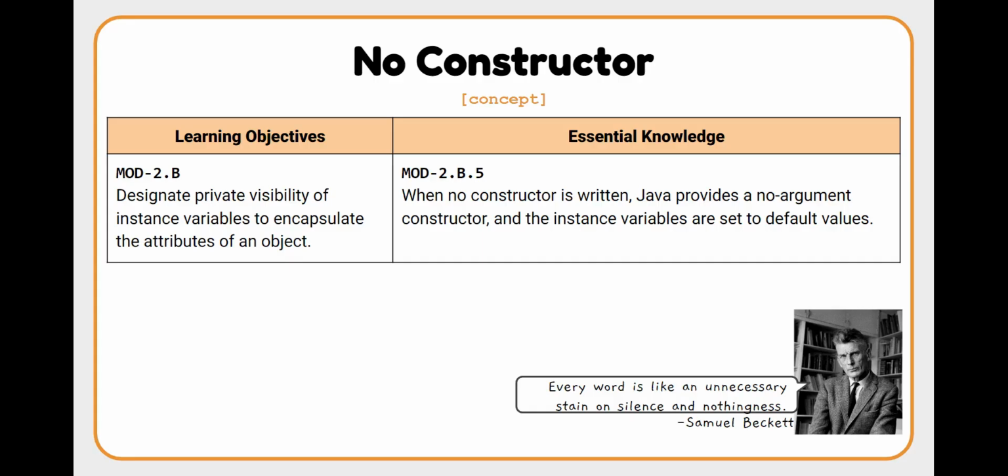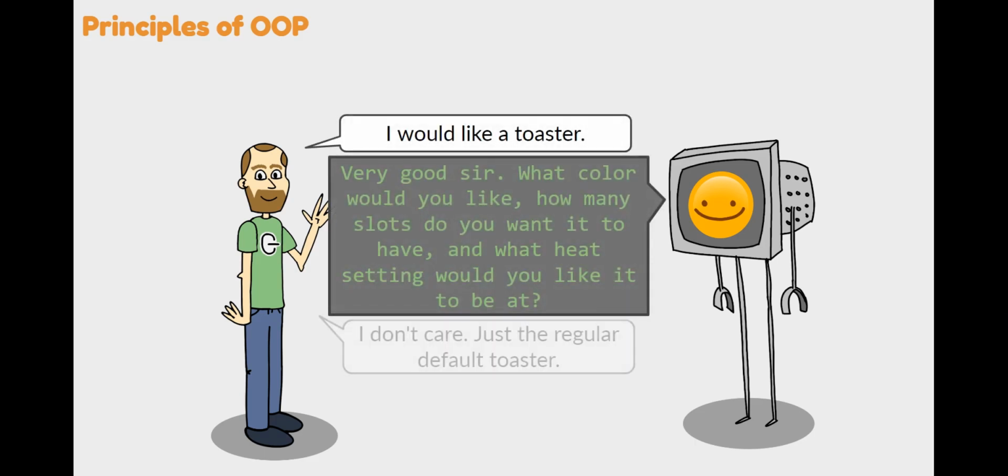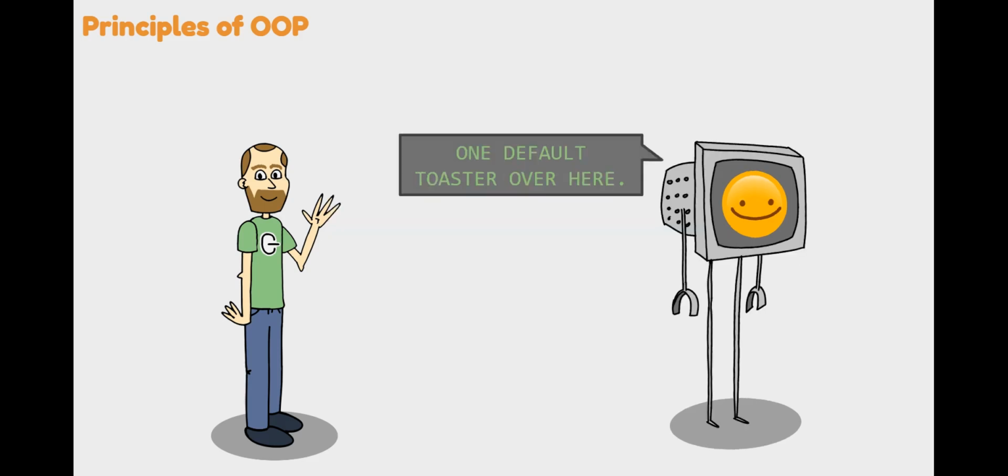Our next topic is the no constructor. Our learning objective: designate private visibility of instance variables to encapsulate the attributes of an object. So sometimes it's your job to make a toaster and you ask the person, what kind of color would you like? How many slots do you want? And what heat setting would you like? And they don't care. They just want a regular old default toaster. And it's just your job to get them that default toaster.